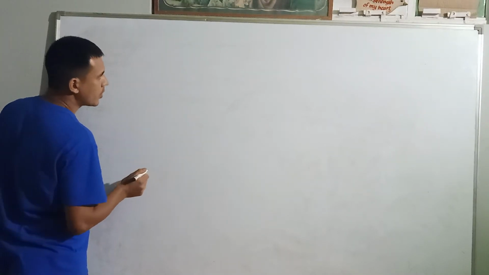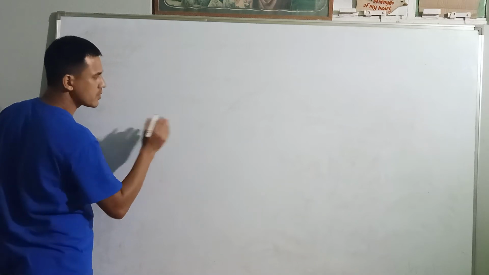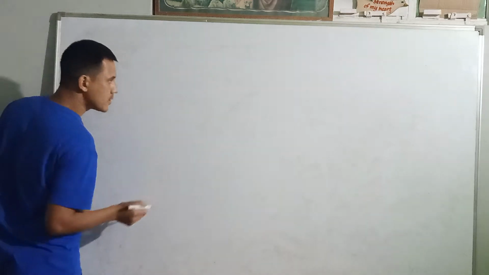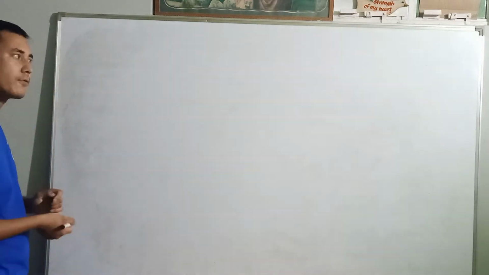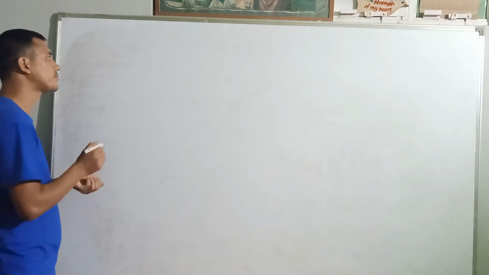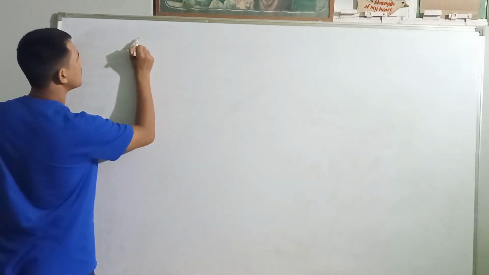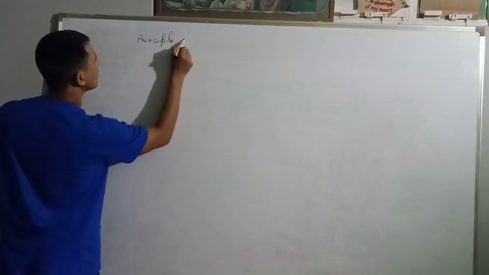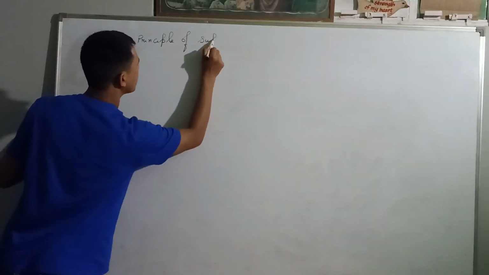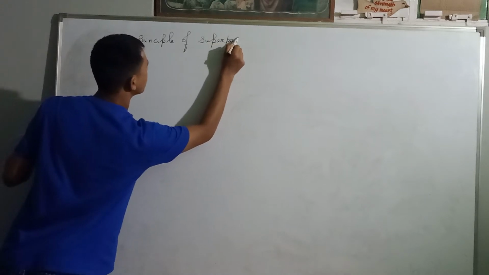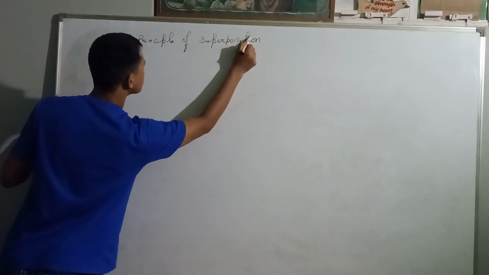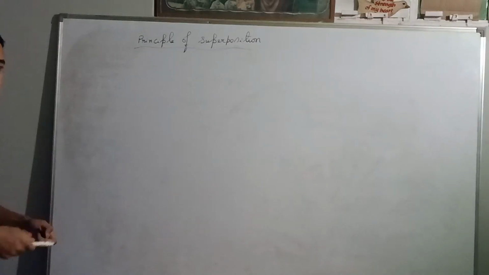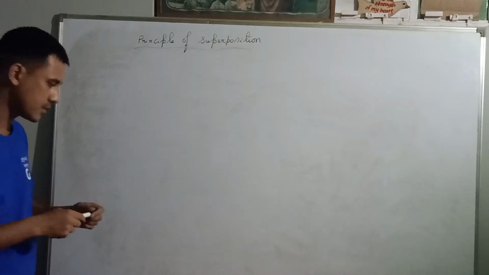Now we are going to study what happens when a number of charges are interacting, and what happens to the electrostatic force. We call it the principle of superposition. What happens to the electrostatic force when a number of charges are interacting?